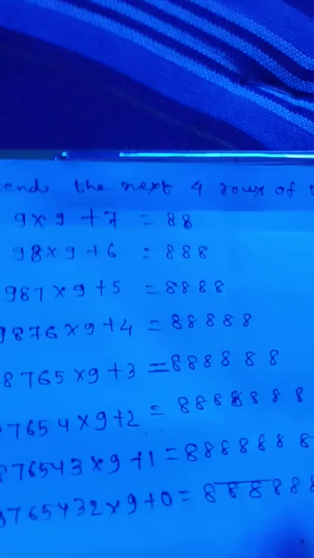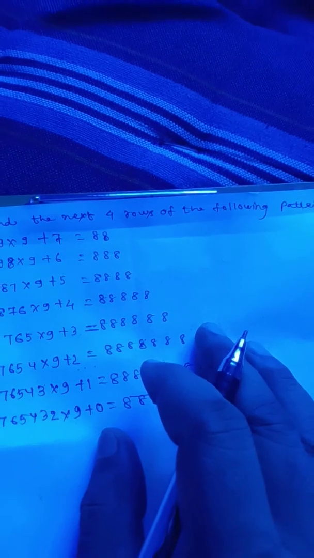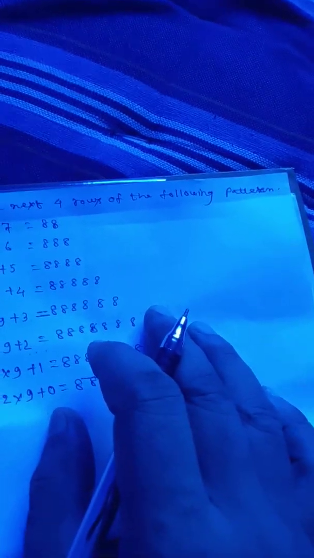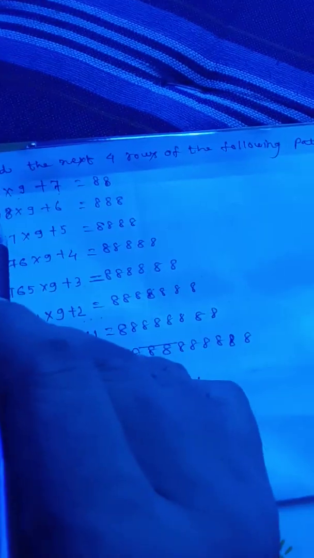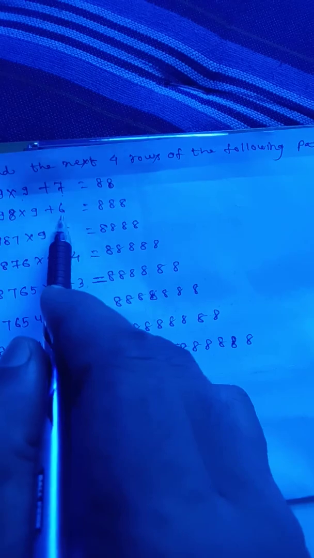Now we see some more questions here. Question number 6. Extend the next 4 rows of the following pattern. 9 into 9 plus 7 is equal to 88. 98 into 9 plus 6 is equal to 888.